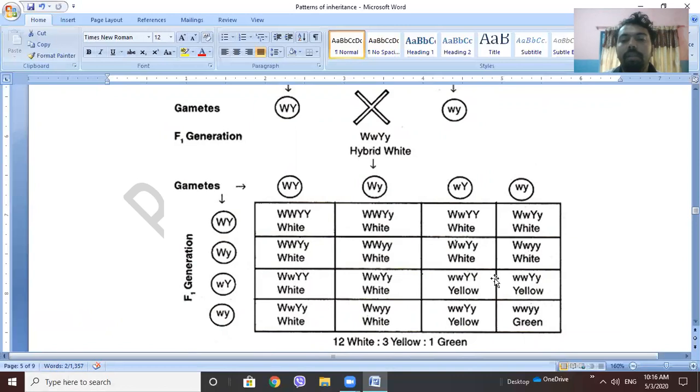So now let me leave this for now. Capital W white, capital W white. So now here all are small small, so this is green. Now here, we have to look at this one, this one and this one, and the fruit appears yellow. And this is because of the phenomenon of dominant epistasis.